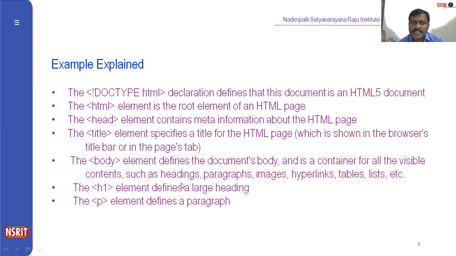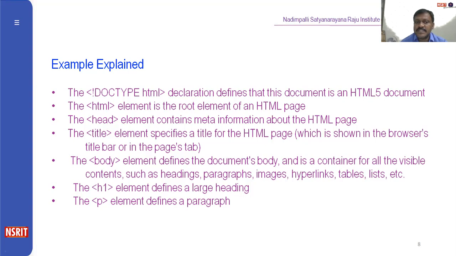So now I'm explaining the example here. The first statement is less than symbol, exclamation mark, DOCTYPE html. This declaration defines that this document is an HTML5 document. The first line itself I'm using, DOCTYPE html, so that means it is an HTML5 document. Next, in the next line I'm using the html element. It is the root element of the HTML page.